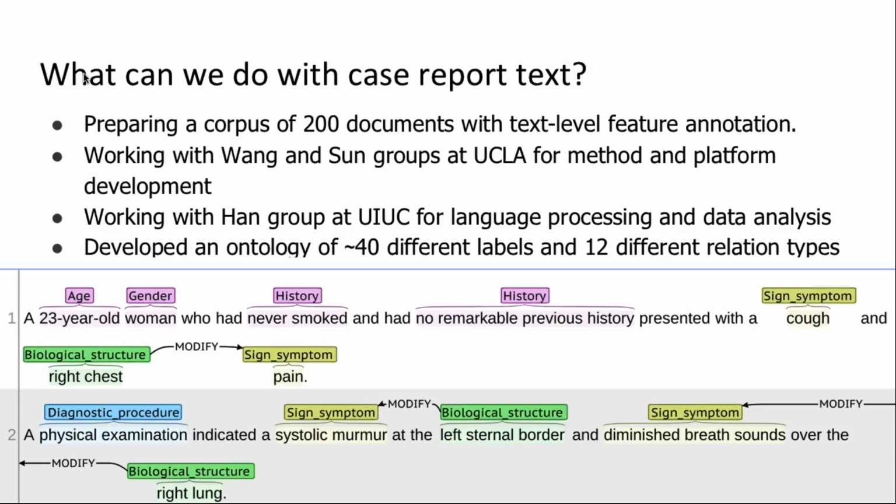But we're working with Wei Wang and Yizhou Sun's groups here at UCLA to develop new methods and platforms for doing that, both in a more organized way in terms of an ontology and developing some computational methods that will make it easier to do much larger sets of documents. And we're also working with Xiaowei Han's group at UIUC to do some more in-depth language processing and data analysis, along with some very interesting distantly supervised methods that they made some great innovations on, even just in the last few years.